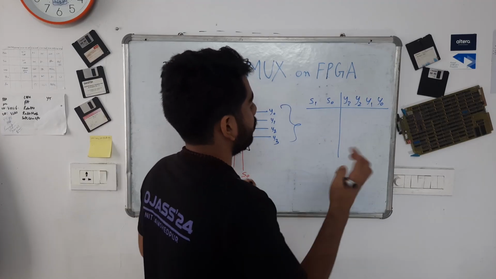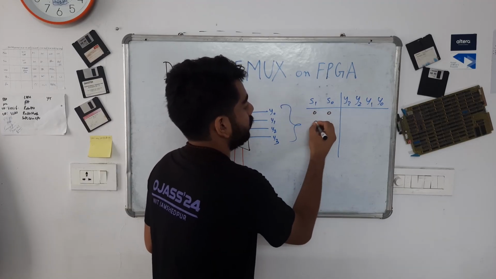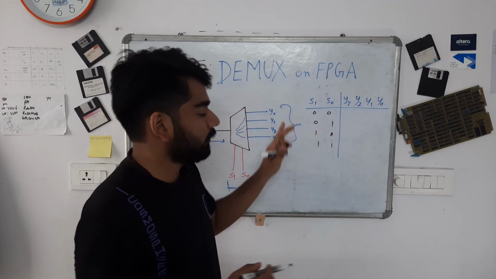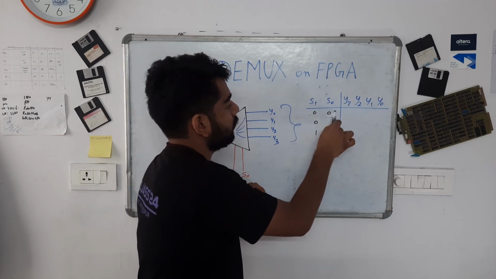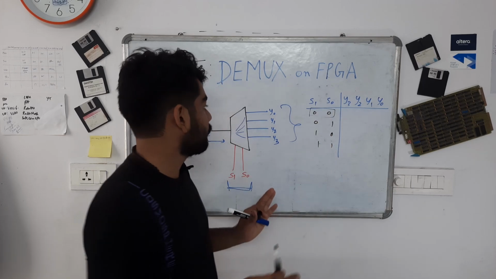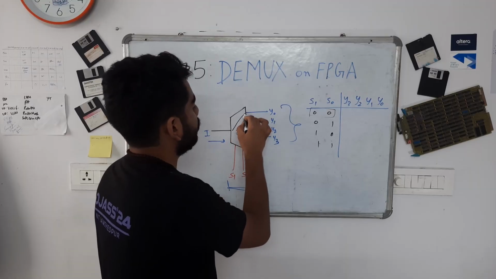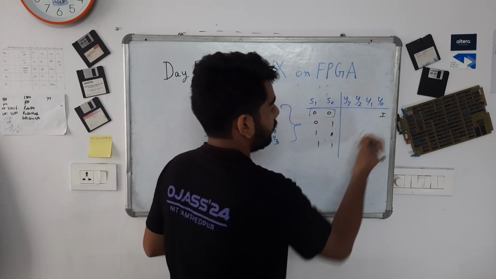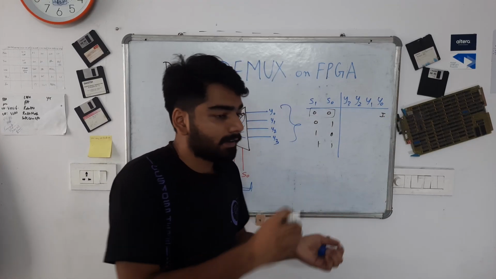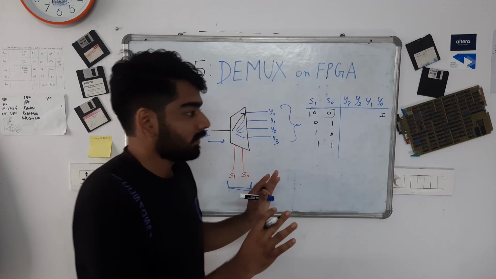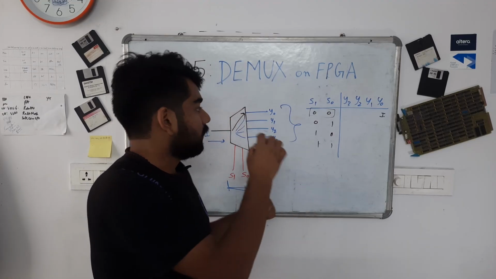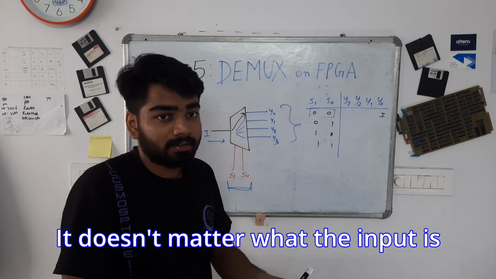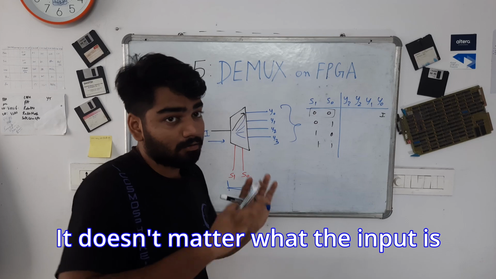Our 2 signals give us 4 combinations: 0 0, 0 1, 1 0 and 1 1, right? If both the selection lines are 0, like 0 0, the input will be routed to the 0th output, y0. So y0 will have the input. The input can be anything, 0 or 1, it doesn't matter, it will be routed to y0. Just like in the multiplexer, the input was routed to the output. If the input is 0, it is 0, if the input is 1, it is 1. It's just routed to the output.